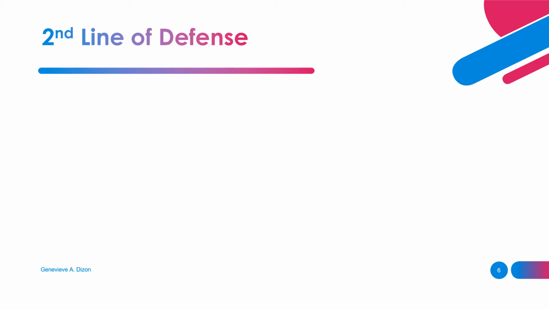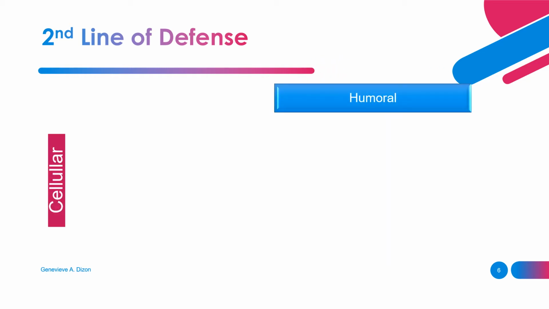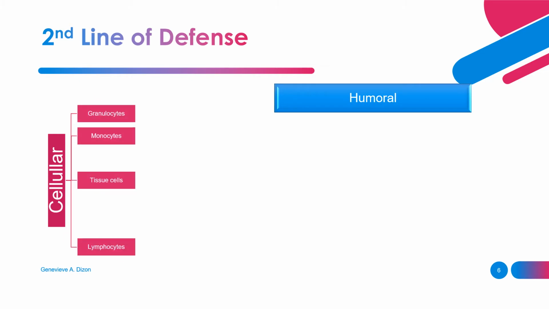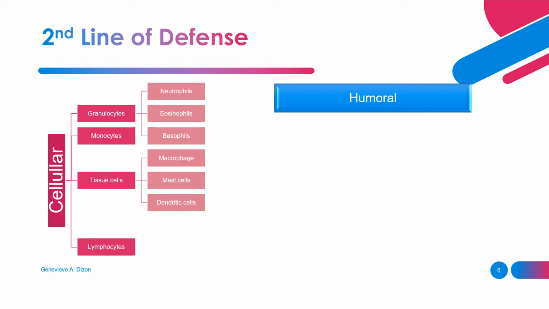Under the second line of defense, as mentioned earlier, we have the cellular and the humoral components. Under cellular components, we have the granulocytes, monocytes, tissue cells, and lymphocytes. When we say granulocytes, we are referring to the white blood cells with granules, and we have the neutrophils, eosinophils, and the basophils. Tissue cells refer to the immune cells that are located in different tissues, like the macrophage, mast cells, and the dendritic cells.